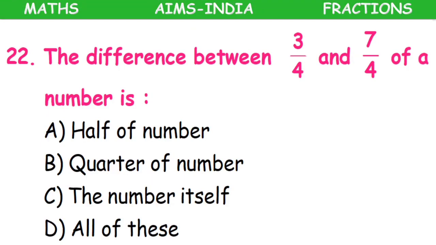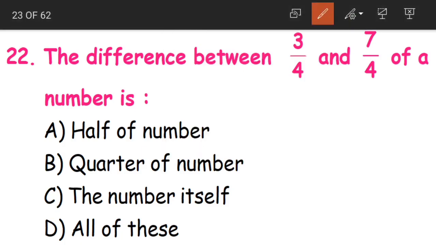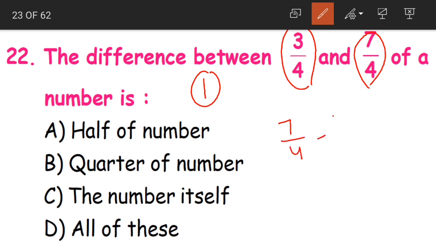Next question 22. The difference between 3 by 4 and 7 by 4 of a number is dash. Now we are having a number 1, the 3 by 4 and 7 by 4. What should we do? We should find out the difference. 7 by 4 minus 3 by 4, the bigger fraction first and then the smaller fraction.